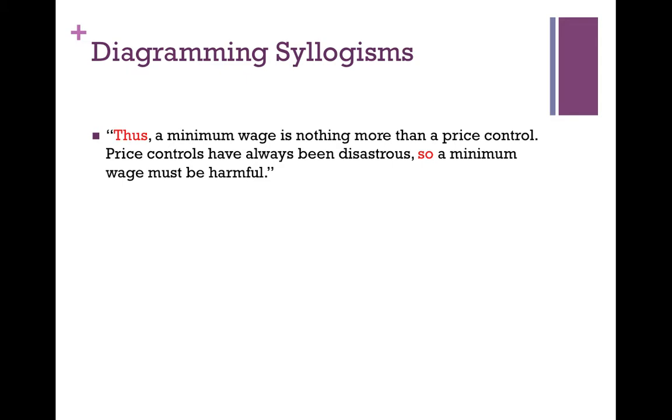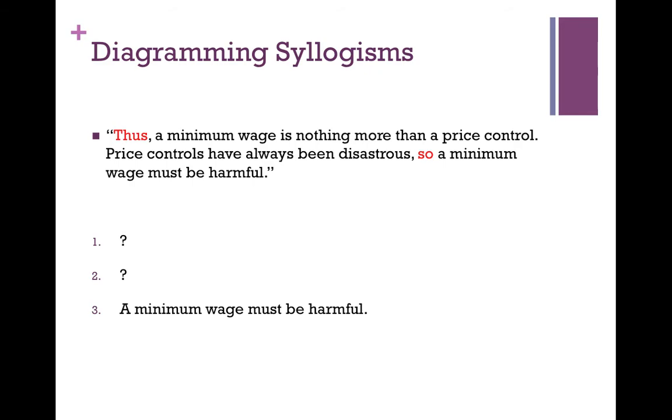No, this is taken from a passage, and you can see that this thus is linking this entire argument that starts from a minimum wage. It begins right here. It's linking all of this to something that must have come or been said before. So this thus is not tipping us off that this first sentence is the conclusion of this argument that's being constructed right here. The word so is actually telling us what the conclusion is. And the conclusion of this argument is a minimum wage must be harmful.